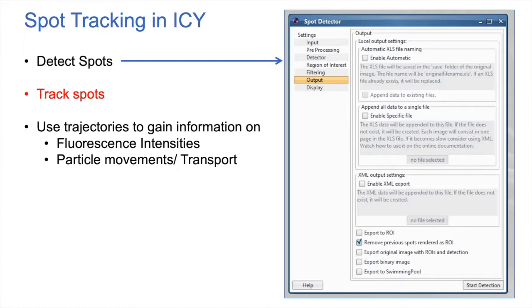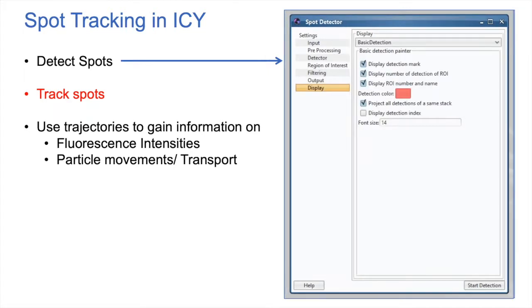is this export to swimming pool. So swimming pool is basically, like the word says, a swimming pool. Everybody jumps into it, right? So whatever detections you have, you throw it into the pool. Once you throw it into this pool, then you can access these detections from any of the other plugins that Icy has. For example, the track manager plugin, okay, where you want to do the tracking. And after that, the last one is the display. So here you can, based on what you like, choose whether you want to see your detections or not. I normally leave this open, okay?